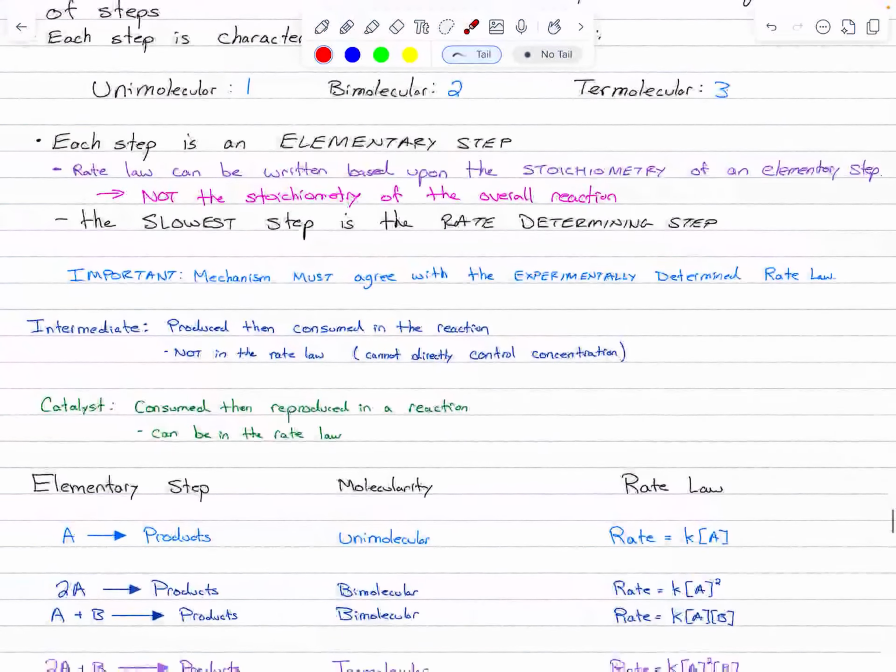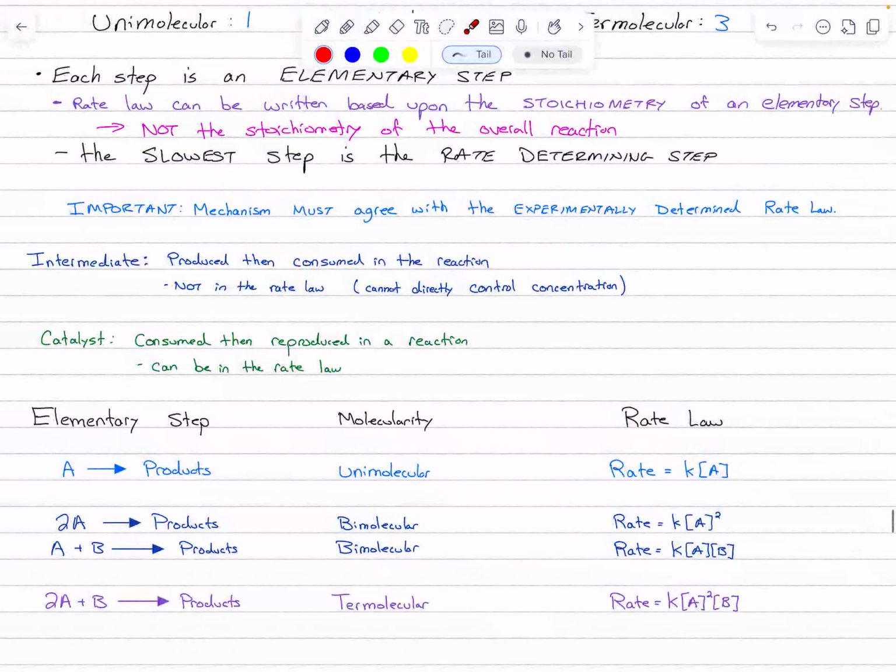All right, so if we look at some examples here, A going to products, that's a simple decomposition, unimolecular, there's your rate law. And if you want to put a 1 there, you could, you don't have to. So with bimolecular, where you had two A's colliding, the rate would be k[A]². Or A and B colliding, it's still bimolecular, and the rate would be k[A][B]. So it's first order with respect to A, first order with respect to B, but second order overall.